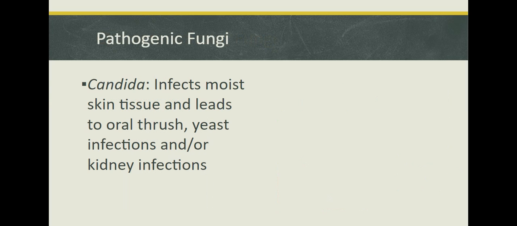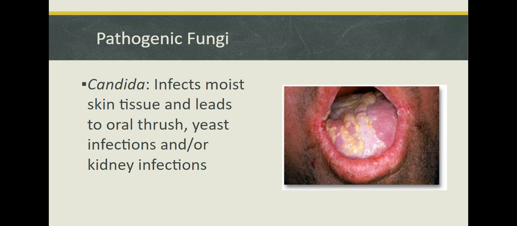There are pathogenic or disease-causing fungi as well. Candida is a disease-causing fungus that infects moist skin tissue and leads to diseases like thrush, yeast infections, or kidney infections. This is an example of what Candida looks like in the mouth. A lot of times babies get it. It's painful, but it's not deadly. So many fungi are good. They are decomposers. They do important things for us in ecosystems. They also help us to make food with things like blue cheese and that kind of stuff. And some of them are pathogenic. Some of them can cause diseases.